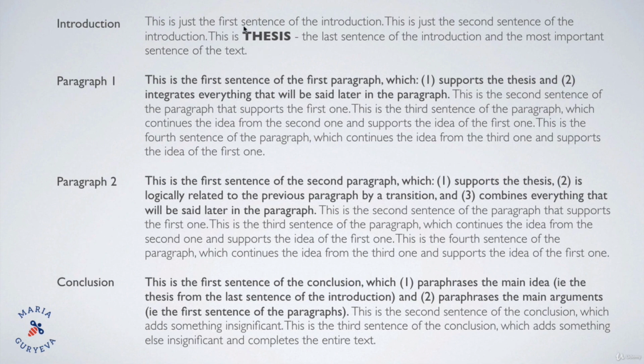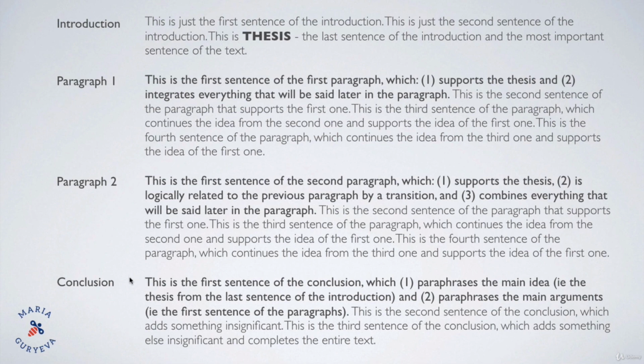We paraphrase the thesis, okay? So here we have the paraphrase of the thesis. And number 2, it paraphrases the main arguments, which means the first sentences of the paragraphs. So in this sentence, we paraphrase all the important sentences. We paraphrase the thesis, and then we paraphrase all these topic sentences. Topic sentence number 1, topic sentence number 2. Okay? So here we paraphrase the thesis and the main arguments, which were, of course, in the first sentences of the paragraphs.